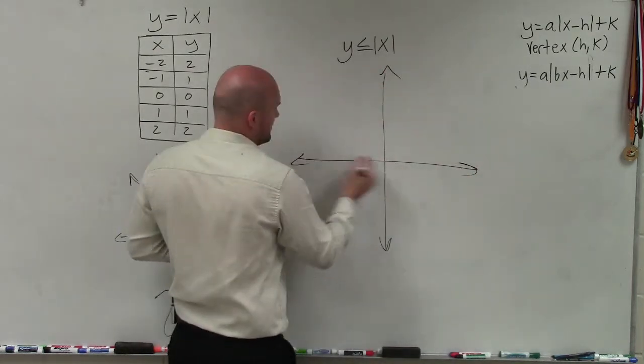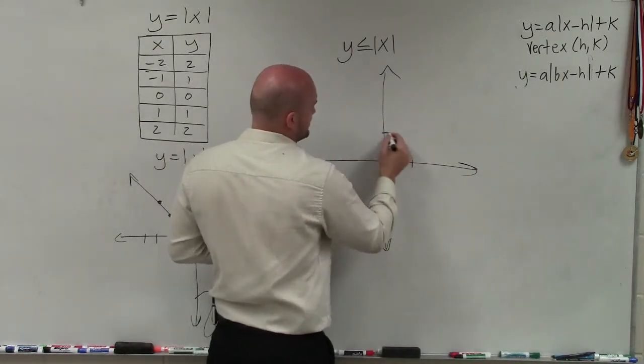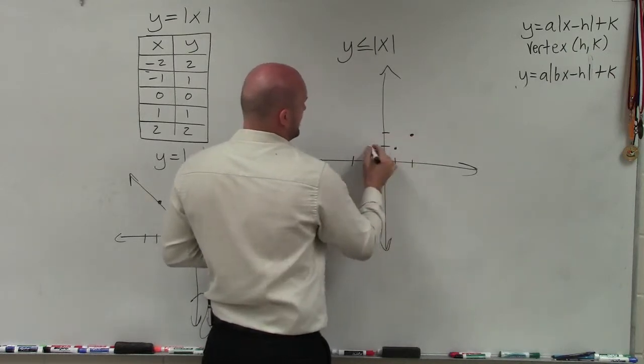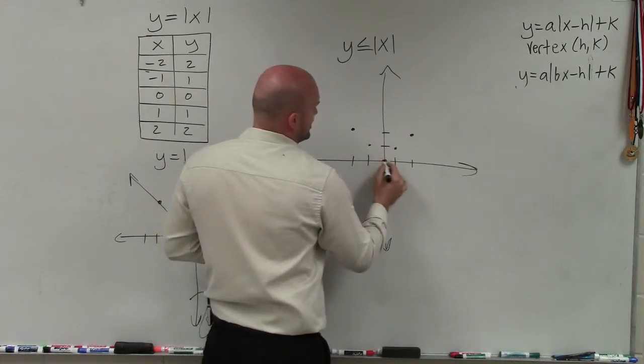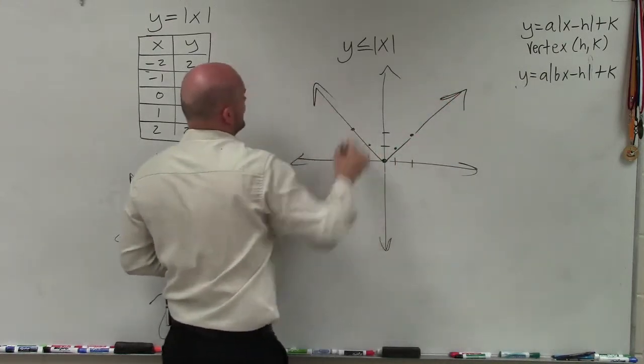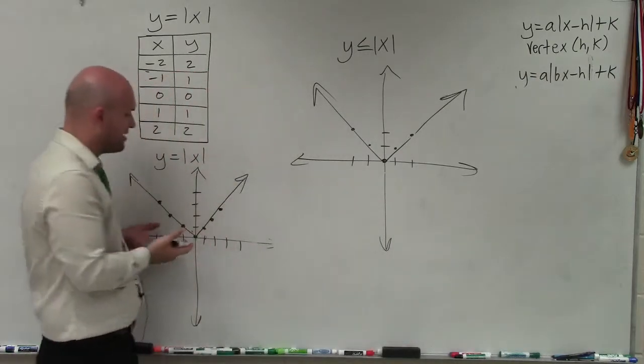So I'm just going to graph our parent graph here. 1, 2, 1, 2, 1, 2. So over 1, up 1, over 2, up 2. Over 1, up 1, over 2, up 2. Just like, I got it a little too quick. But just like the parent graph of an equation.